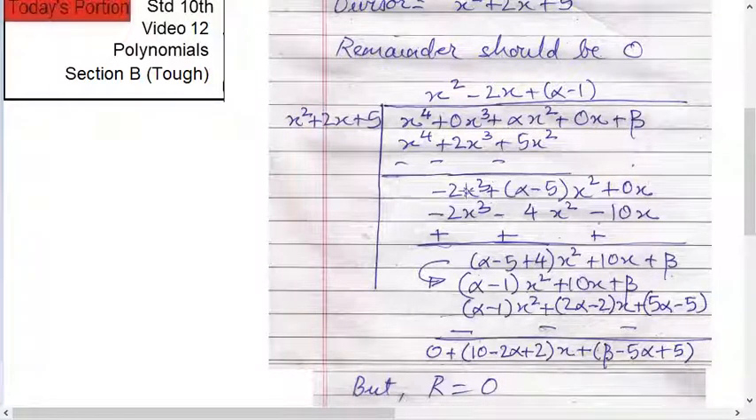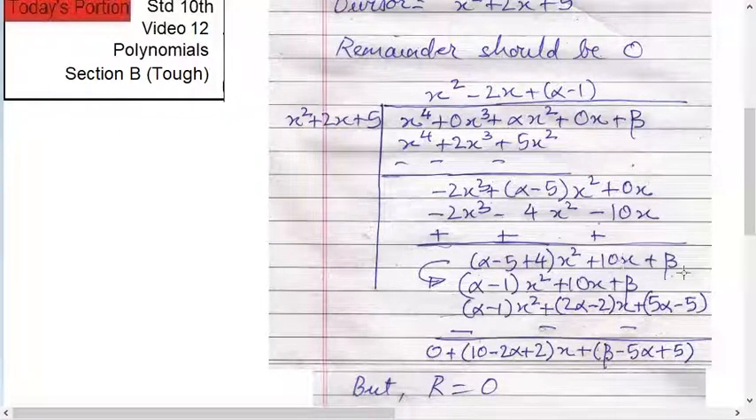Okay, now first with first. So minus 2x cube upon x square is minus 2x. So put it in the quotient. So minus 2x cube, and here it becomes minus 4x square, right? And minus 10x. So change the signs. It becomes plus 10x, and here alpha minus 5 plus 4, right? Alpha minus 5 plus 4 x square, and this gets cancelled.